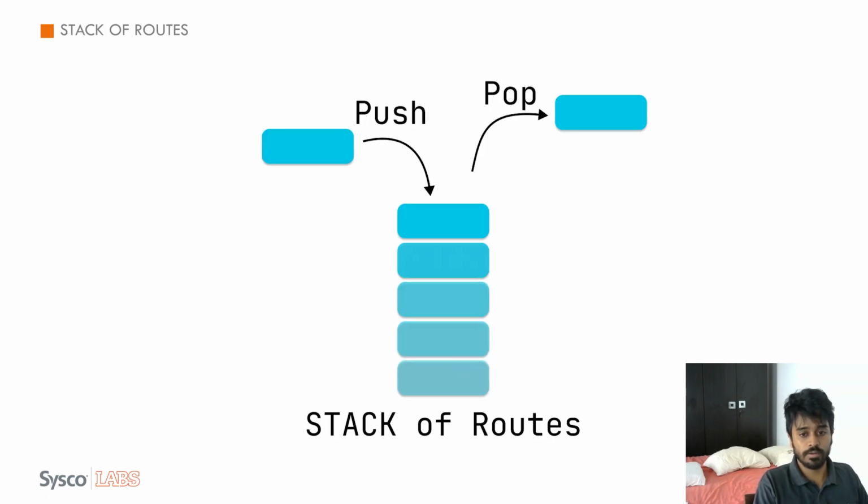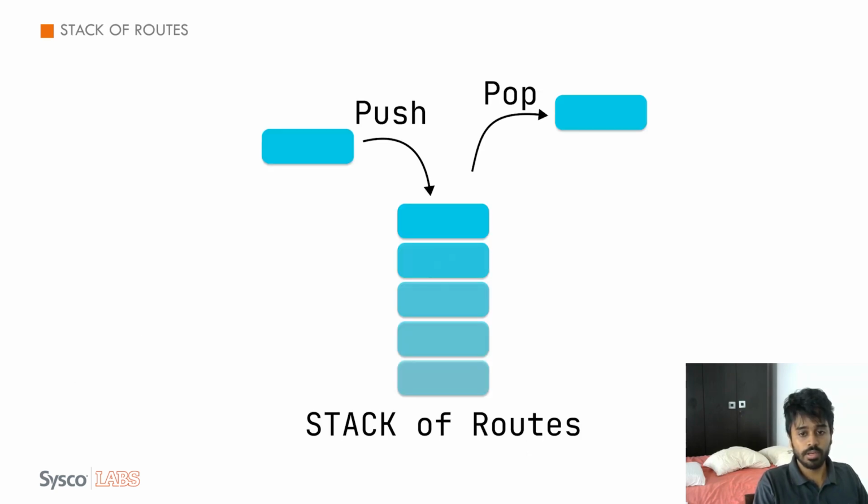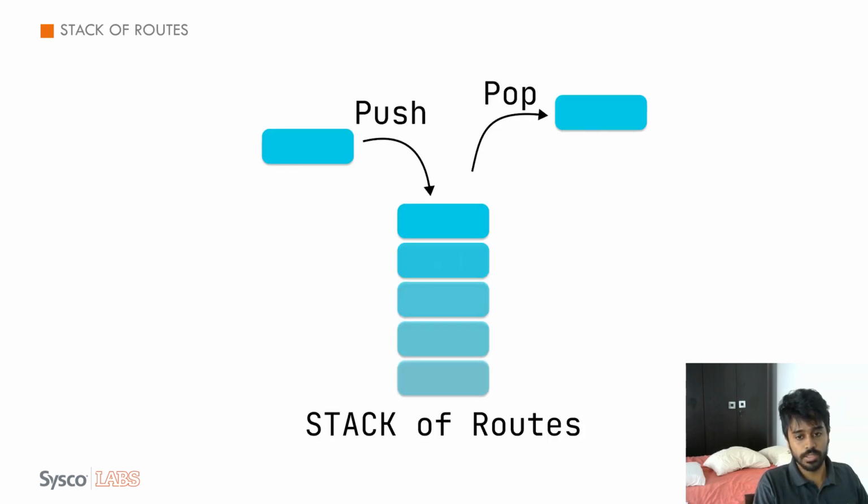So if we have page 1 here, and then page 2 is, for example, say it's a pop-up route, then it will get overlaid on top of this page 1. So you will see the page 1 also in the UI. But if you use page route for your second page, then it will basically replace the whole entire screen. So when you have a second page here, you will not see the page 1 here in the UI.